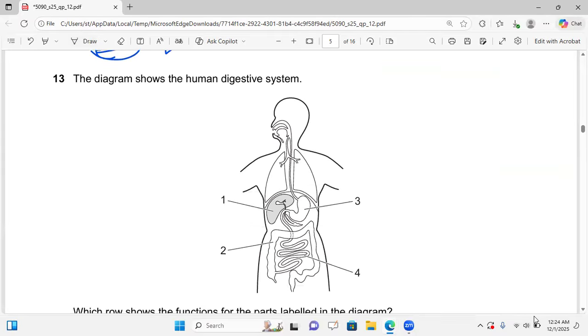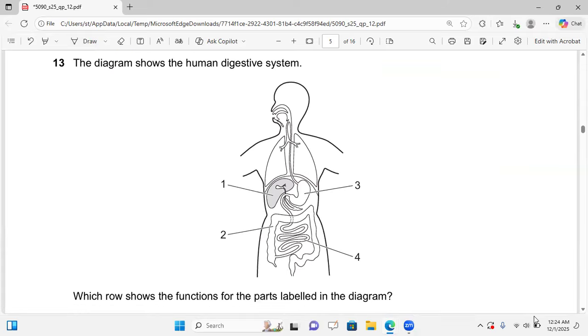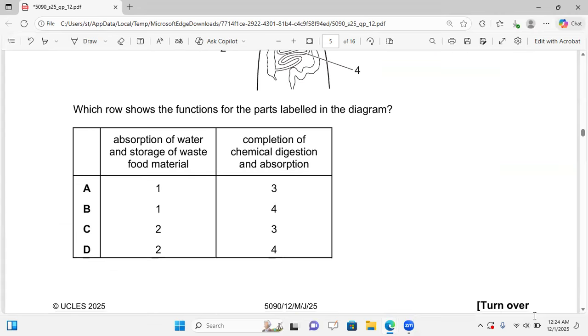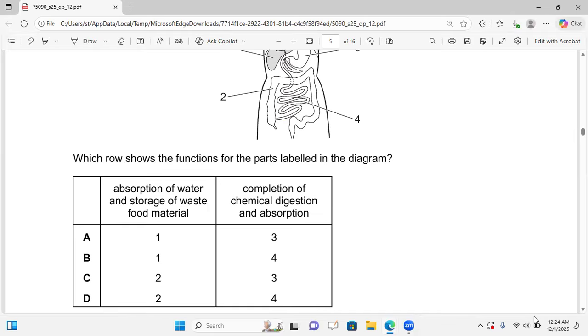For number 13 here, he is saying the diagram shows the human digestive system. One is liver, three is stomach, two is large intestine, and four is small intestine. He is asking which row shows the function of the parts labeled in the diagram: absorption of water and storage of waste food material. So it should be taken for the large intestine, number 2.